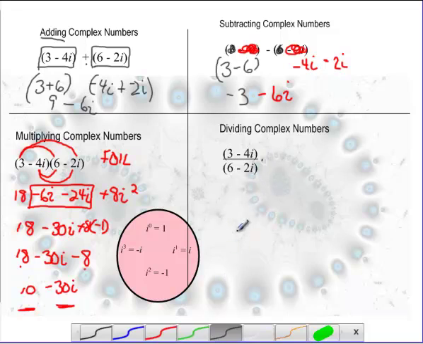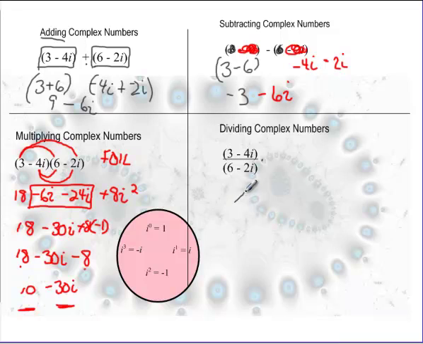All right, here comes the little tricky one. Allow me to explain this. Dividing complex numbers. If you remember, i was Gauss's way of saying the square root of negative 1. So technically, if I rewrote this, this is what I have. 3 minus 4 square roots of negative 1 over 6 minus 2 square roots of negative 1.